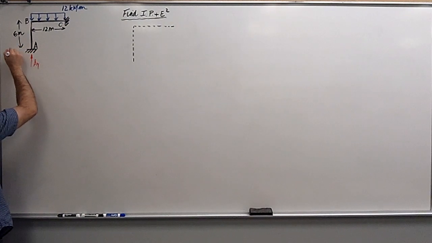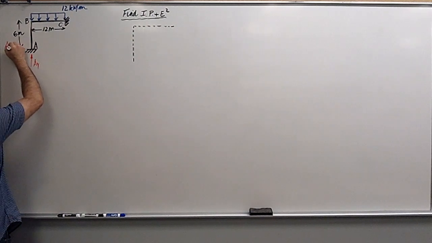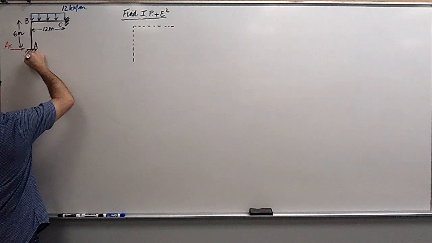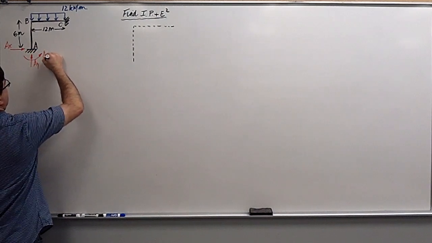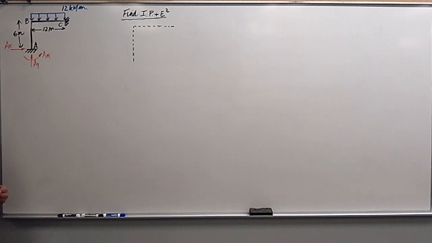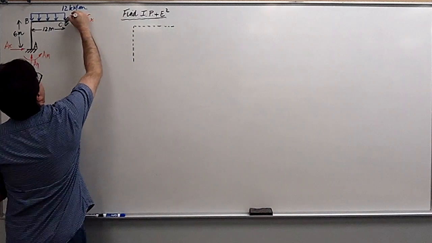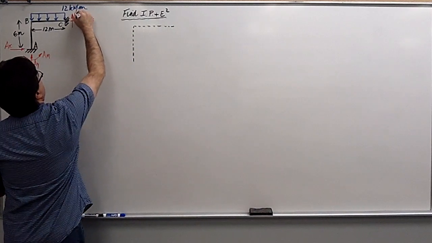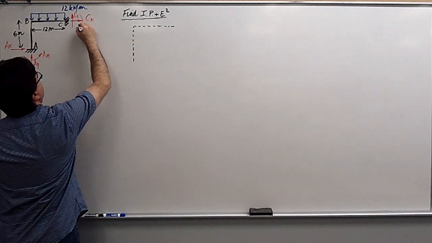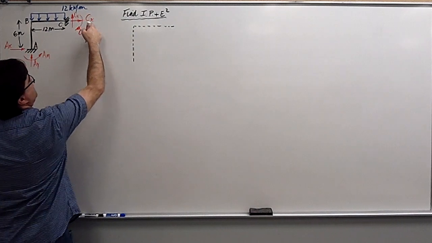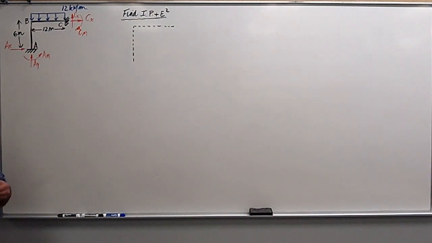AY. AX. And a moment. I'm guessing at the directions. It doesn't matter. Our analysis will tell us whether our guesses are correct or not. Here we have CX, CY, and a C moment. Okay, a moment at C. Again, the directions are completely guessed. I don't know what they are, but my analysis will tell me.